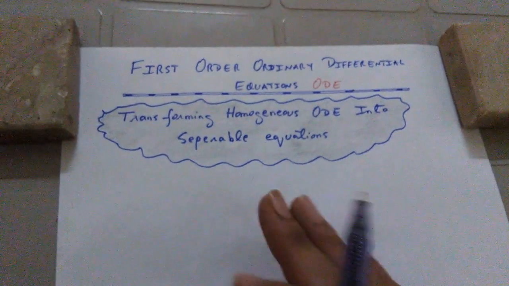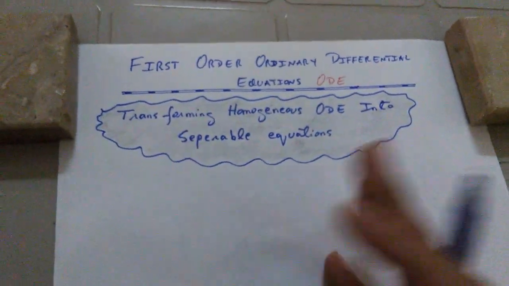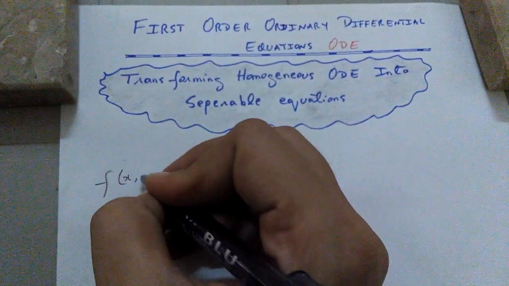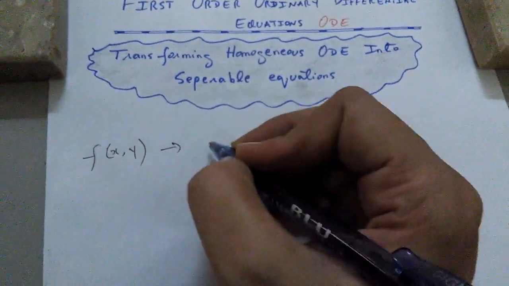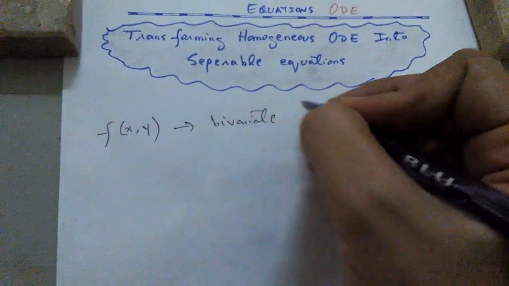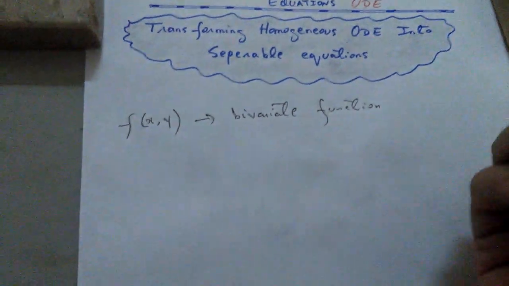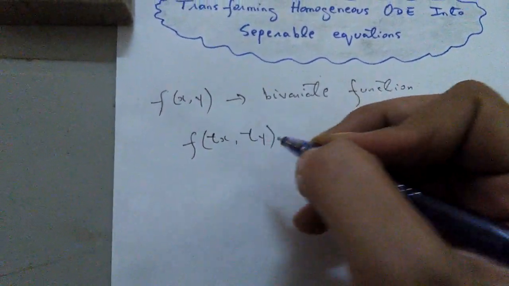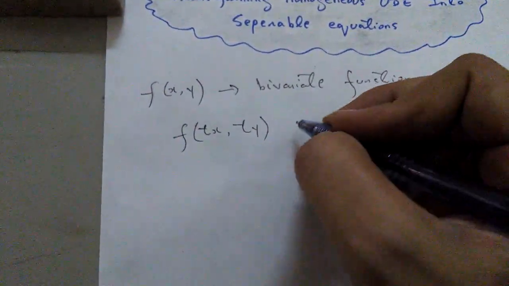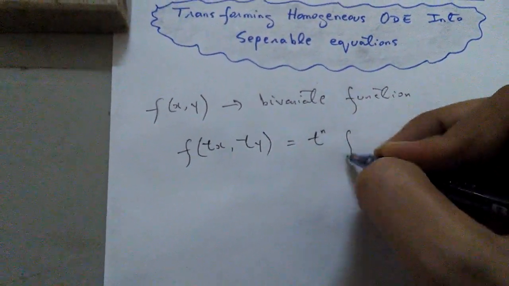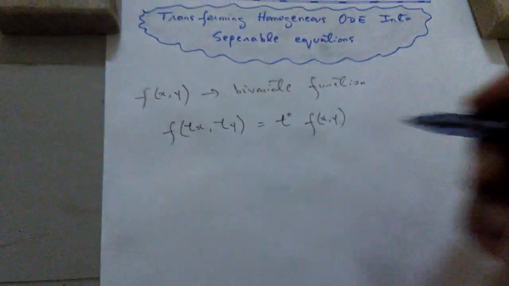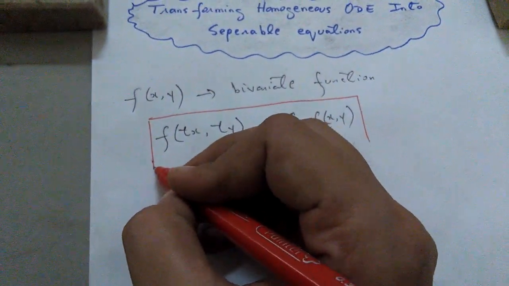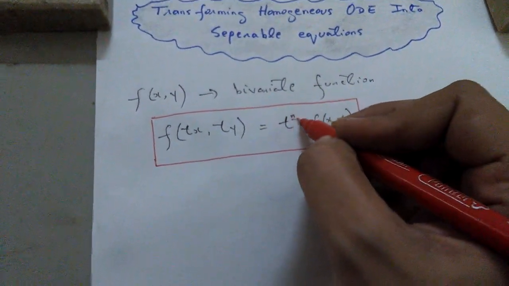Presently we are discussing a bivariate function, a function involving two variables. A function is said to be homogeneous of degree n if it satisfies this condition: wherever I have my x and y variables in the function expression, I replace them with tx and ty. After simplifying, it should give me this format. If the function satisfies this important condition, then it is declared a homogeneous function of degree n. This is the degree.